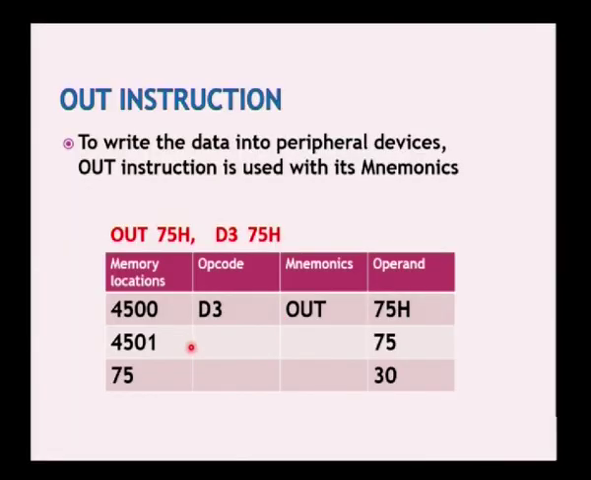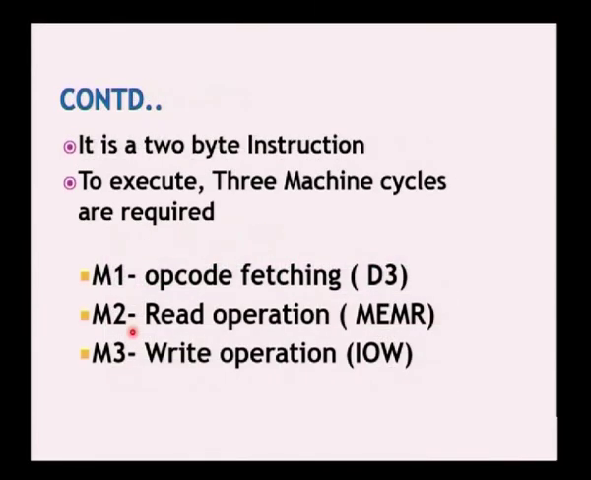The first machine cycle is the opcode fetch cycle, the second one is the memory read cycle, the third one is the IO write cycle. So, this is a 2-byte instruction. To execute this instruction, we need 3 machine cycles. The first machine cycle is the opcode fetch cycle, which has the opcode D3. The second machine cycle is the memory read operation. The third one is the IO write operation, because we are sending the data to the peripheral. So, we have to use the write operation.